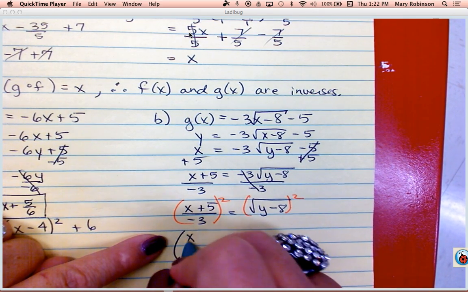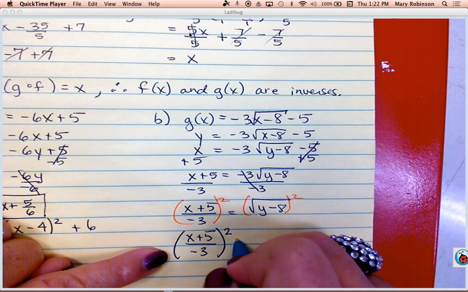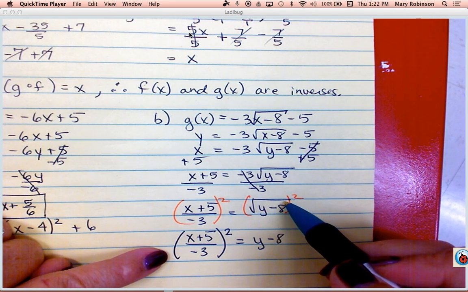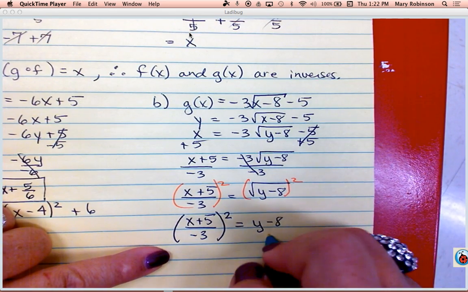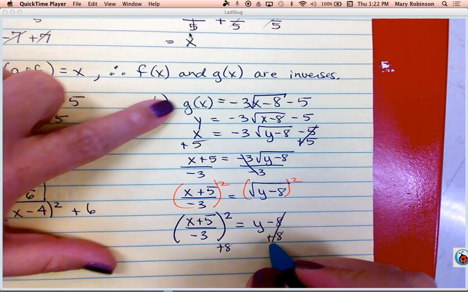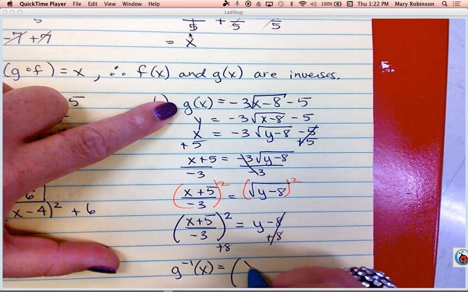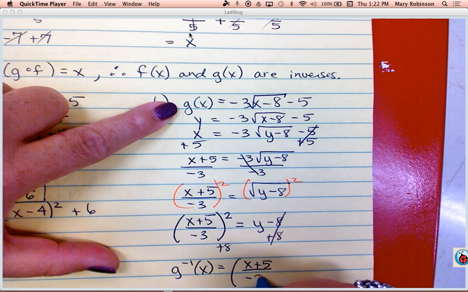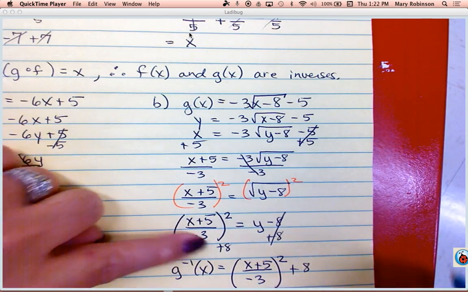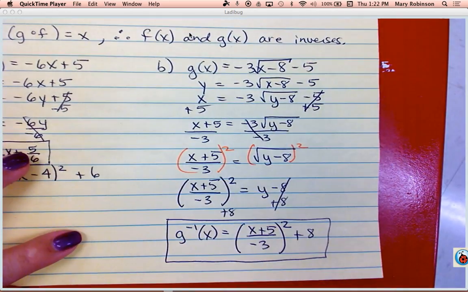So we'll leave this as the quantity x plus 5 divided by -3, all squared, is equal to y minus 8, because this square canceled the square root. Our last step is to add 8 to both sides. So when I write it as my final answer, I'm going to say g inverse of x is equal to the quantity x plus 5 over -3, all squared, add 8. Okay?